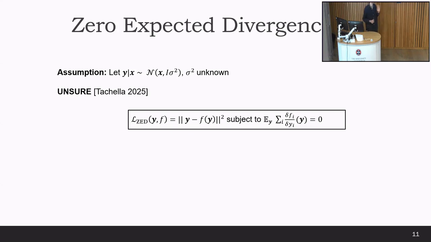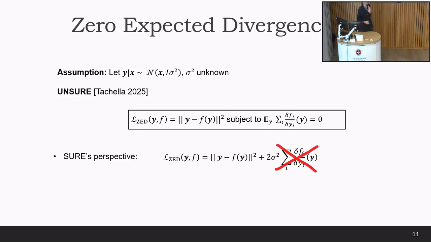This might look a little bit weird at first sight, but if we go back to SURE, we'll see that this makes sense. Why? Because if the divergence is zero in expectation, we know that in expectation, this term that we need to use in SURE will be zero. And if it's zero, then we don't need sigma squared, because we don't need to know this term at all, right? So we get rid of the requirement for the noise distribution.